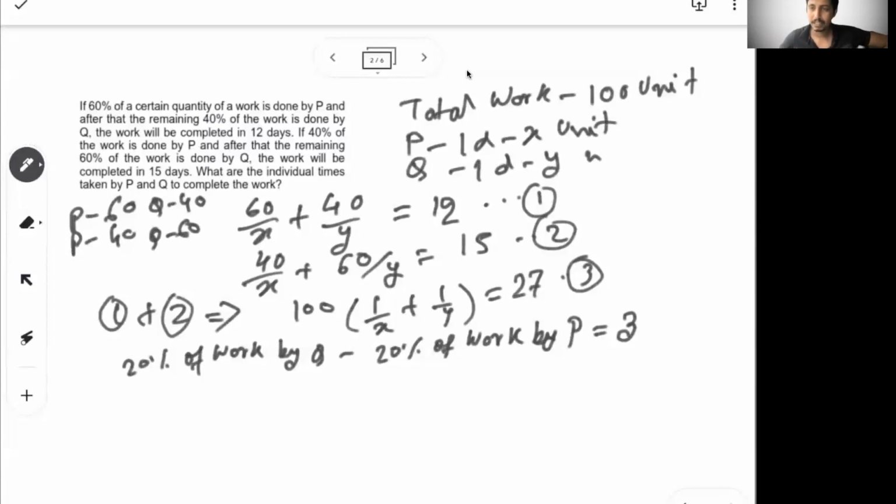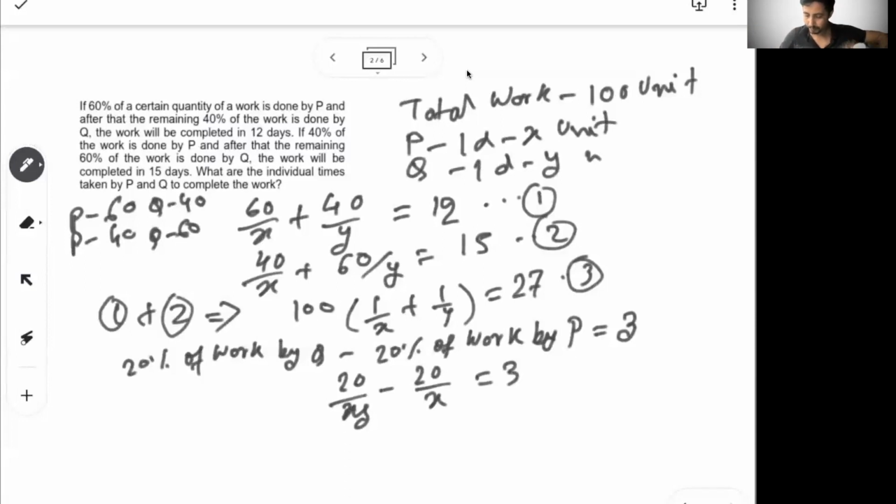So basically 20 units. So can we write 20 by x minus 20 by y, or it should be the opposite, because 20 by y is more, because Q is taking more number of days. You have to be a little careful on writing this equation, because Q is taking more number of days, so 20 by y should be a higher value. So y units in 1 day, so 20 units will be 20 by y days. This should be equal to 3.